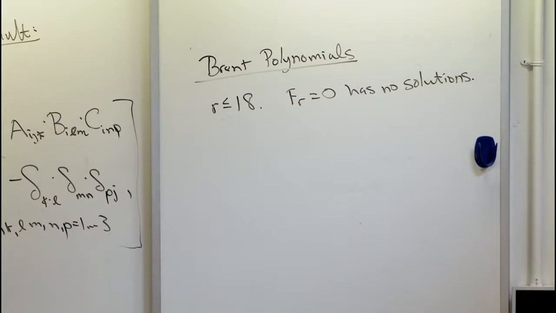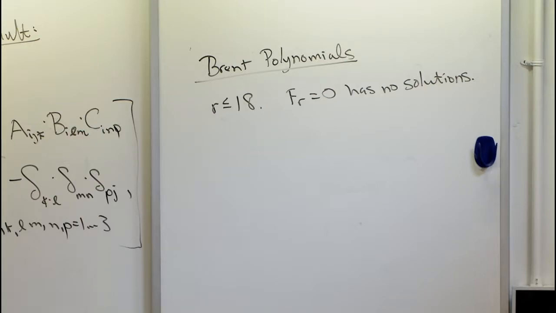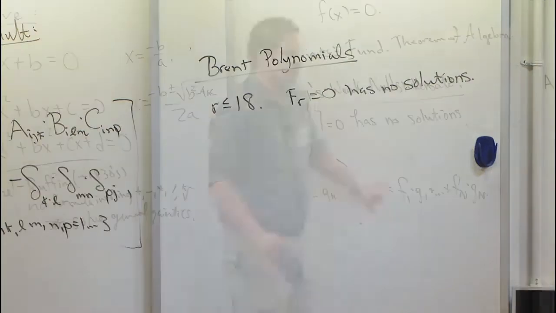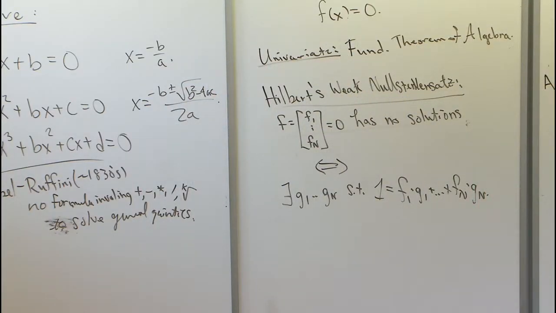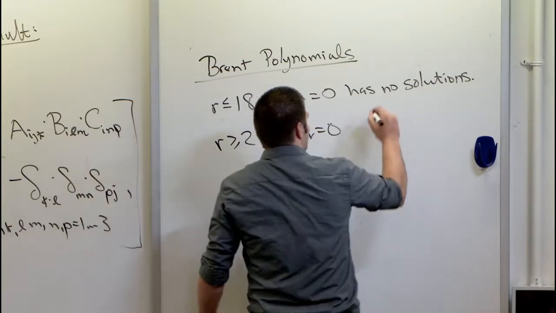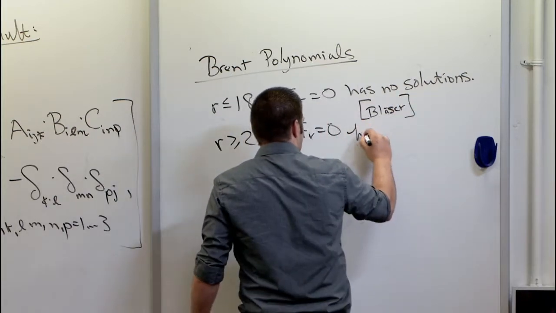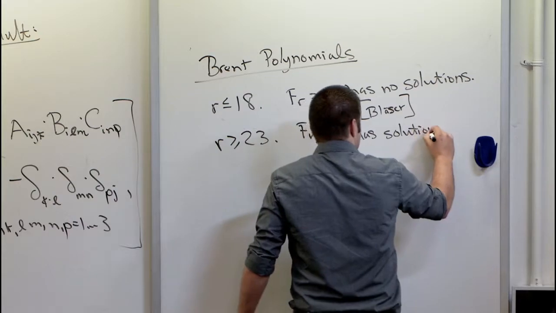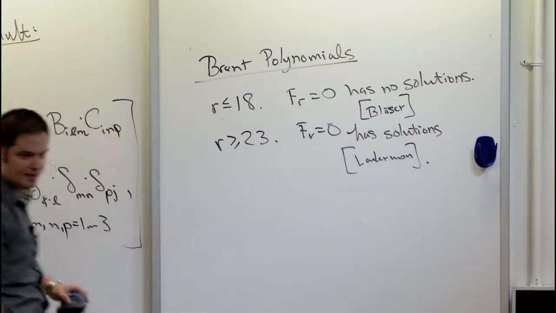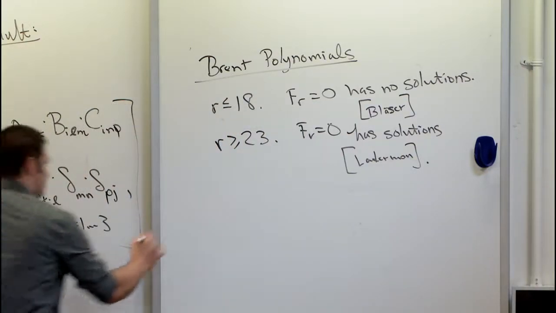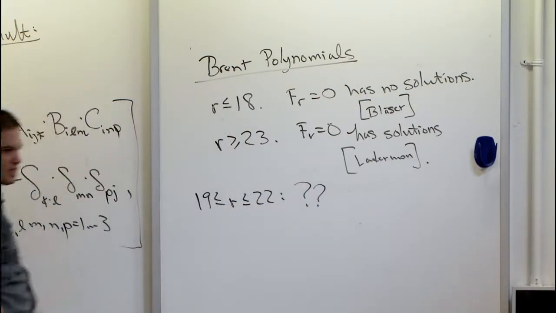Good. So that means whenever R is less than or equal to 18, I can find a linear combination, or a polynomial combination, in my ideal so that 1 is in there. Okay? What's also known? If R is greater than or equal to 23, f of R equal to 0 has solutions. And the first one to show this was Lauterman for 23. And so between 19 and 22, it's unknown.